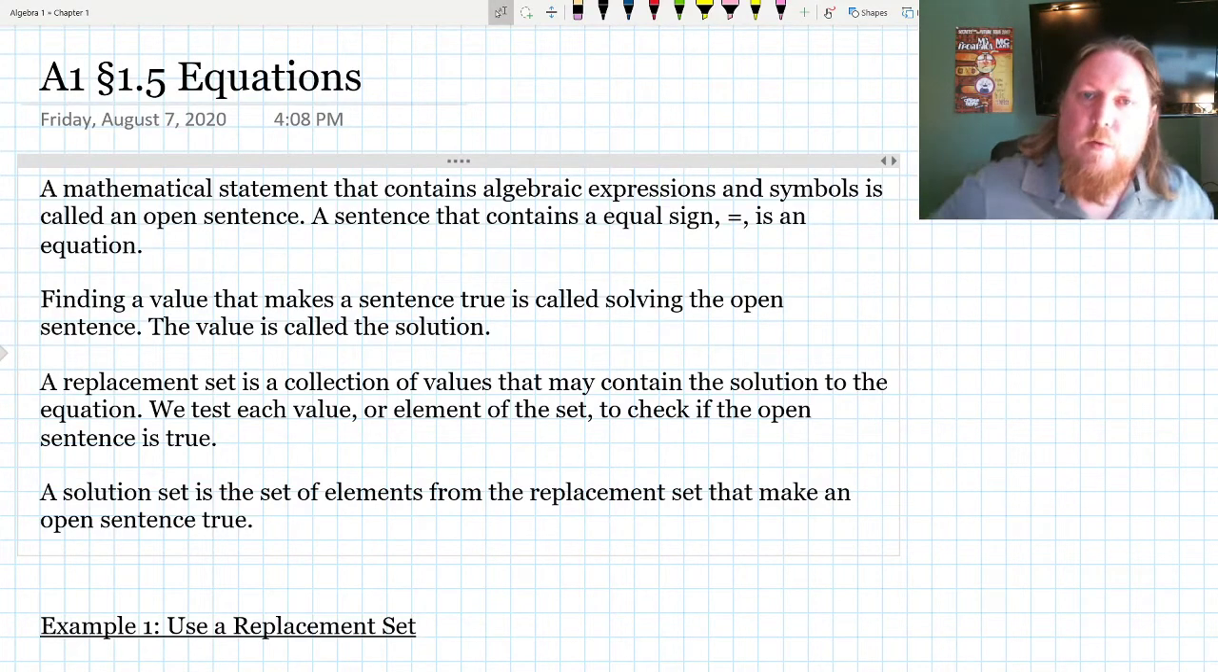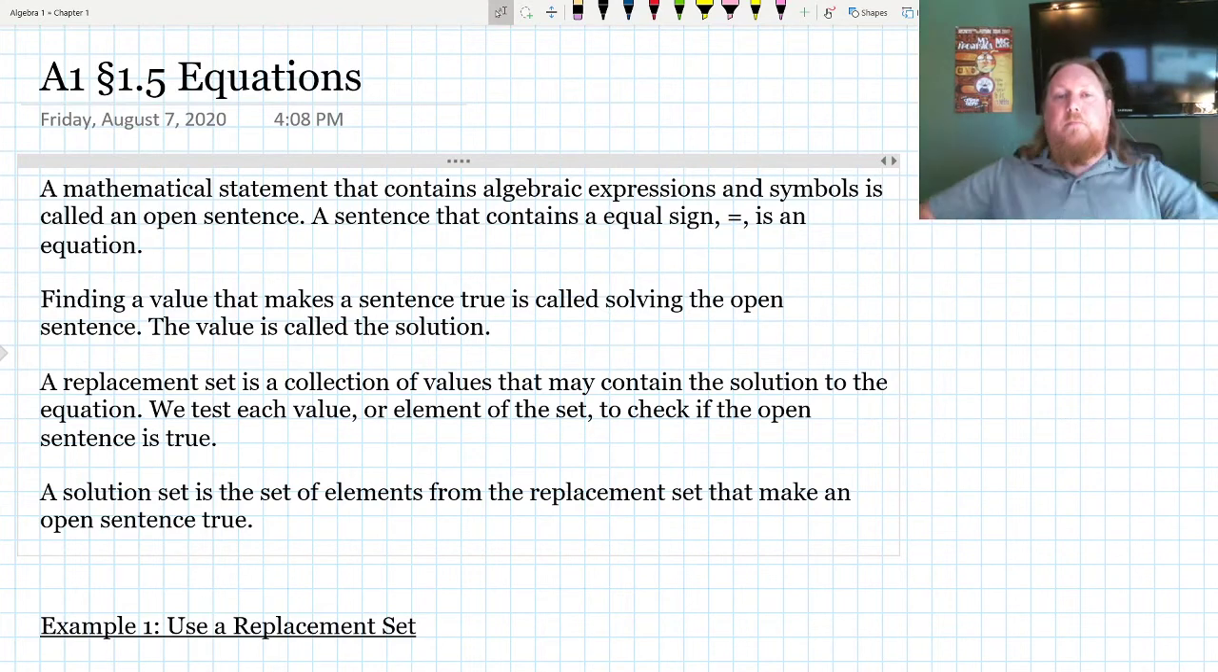Algebra 1, Chapter 1, Section 5, Equations.